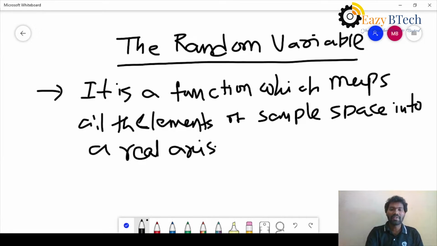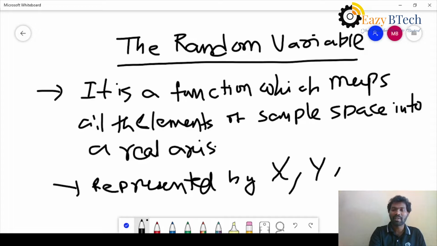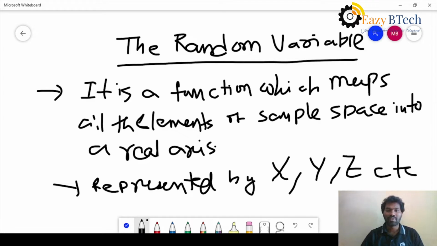It is always represented by a capital letter, that is capital X, might be capital Y or capital Z, etc. So that means your random variable must always be represented only in terms of capital letters.